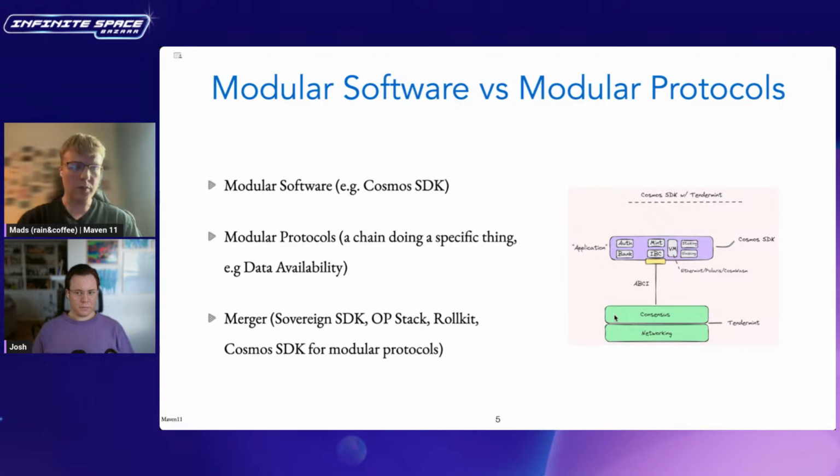And what a modular protocol is, is just a chain doing one specific thing. So Celestia does data availability, and modular software is more what you can use to build these specific types of modular protocols. And a merger of that is happening with these things. So I could build a rollup on top of Celestia using, I think, OP Stack, Rollkit, Sovereign SDK, or even the Cosmos SDK.